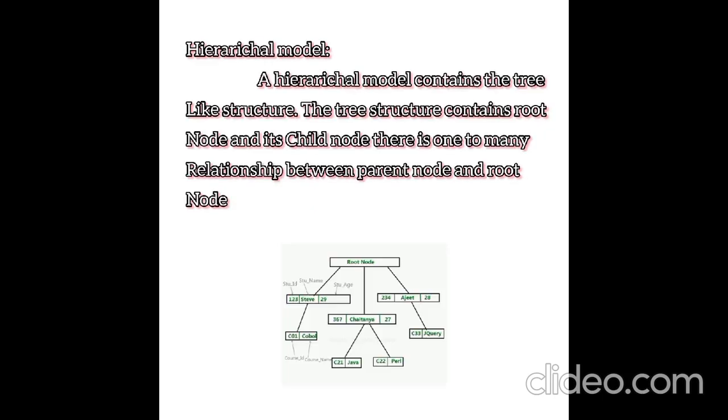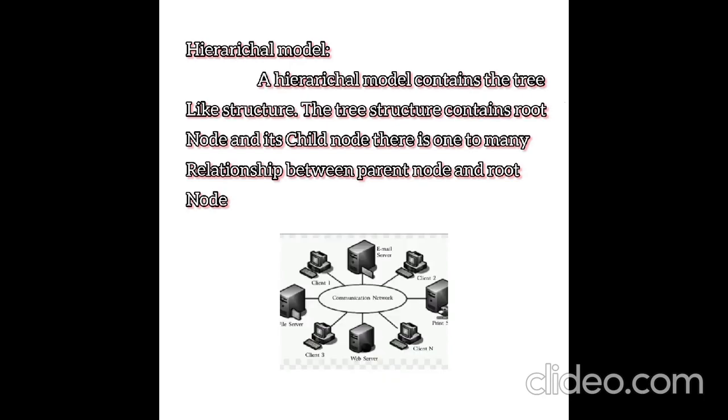Next, hierarchical model. A hierarchical model contains a tree-like structure. The tree structure contains a root node and its child nodes. Between the parent node and child node, there is a one-to-many relationship. The hierarchical model is more suitable for storing nested data such as representing hominoid classification.